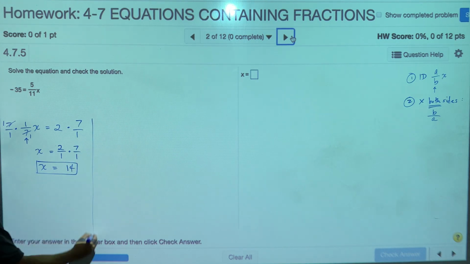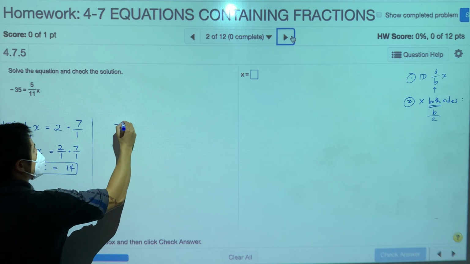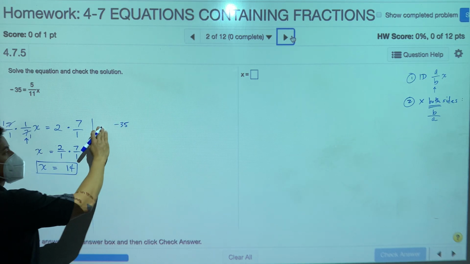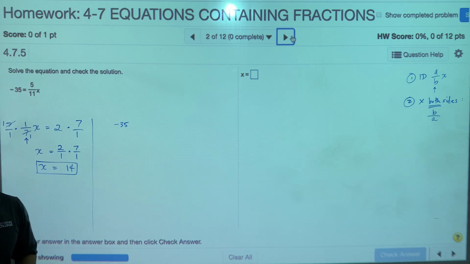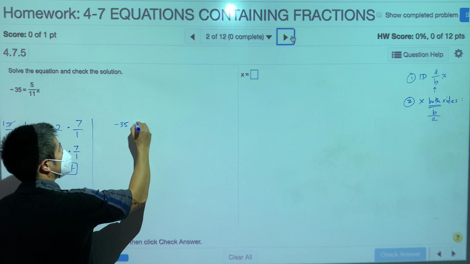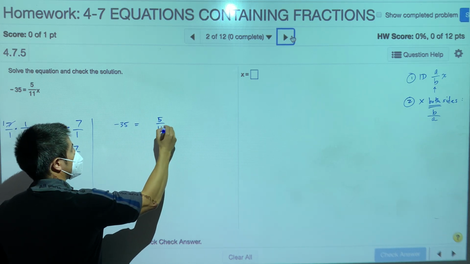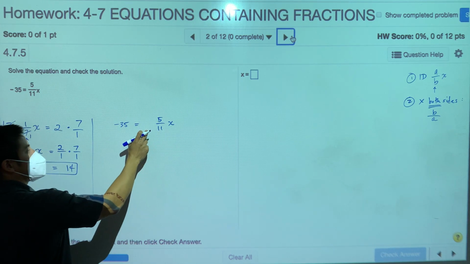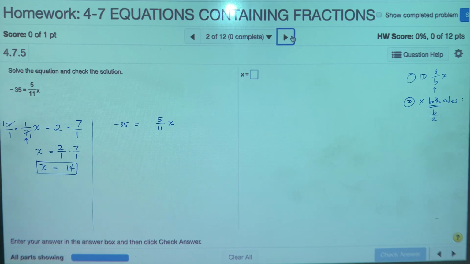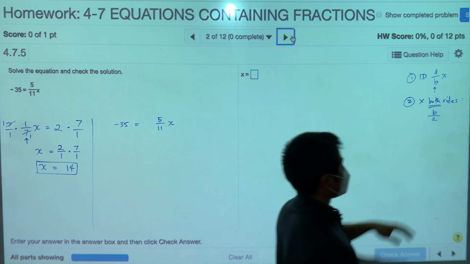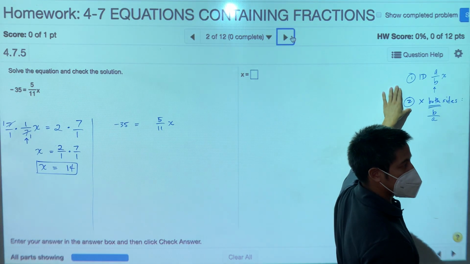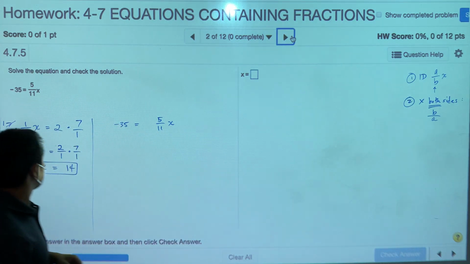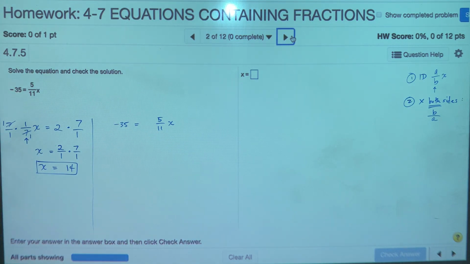So this next one, I have -35. Notice how I leave some space here? Because what am I about to do? About to multiply something by it, right? So I leave some space free. Equals 5/11 times x. Why did I leave some space right there? Because I'm about to do this, aren't I? So you're planning ahead of time because you understand that you're about to do these two very important steps so that you can get the variable all by itself.